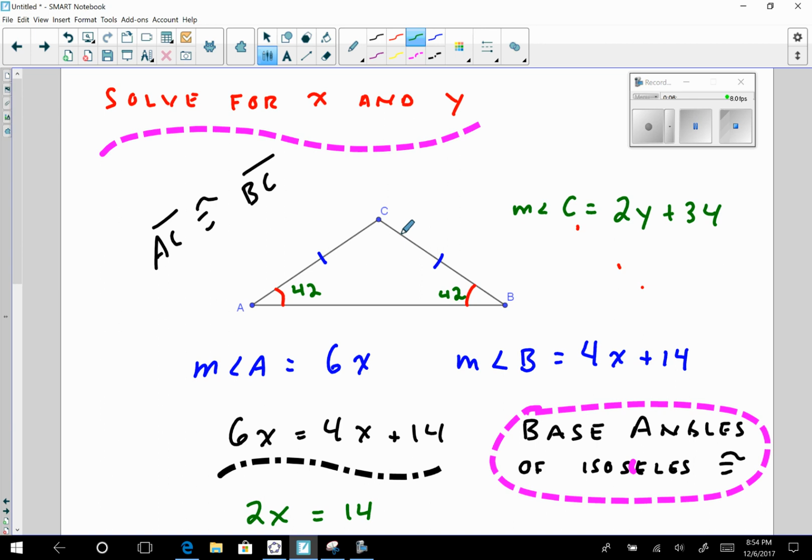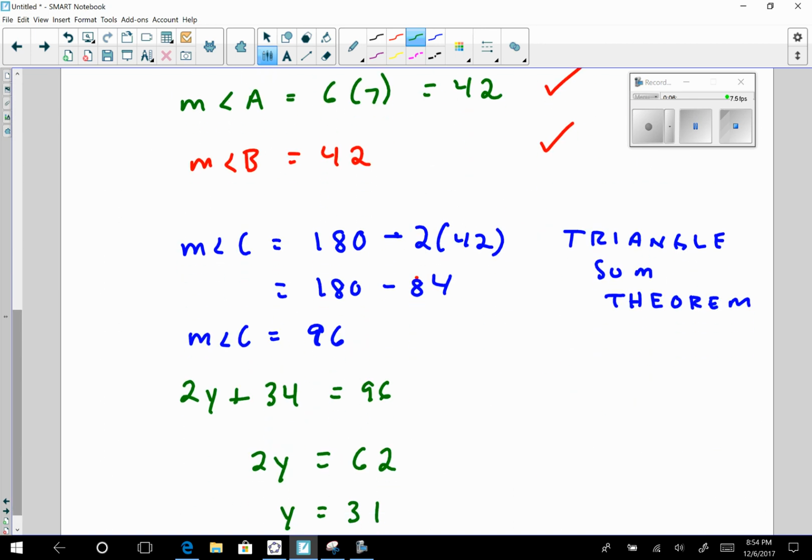What can I say about C, and why can I say that? Well, the measure of angle C is 180 minus 2 times 42. And why is that true? That is true because of the triangle sum theorem. Do a little bit of algebra, a little bit of arithmetic here. Measure of angle C is 96.